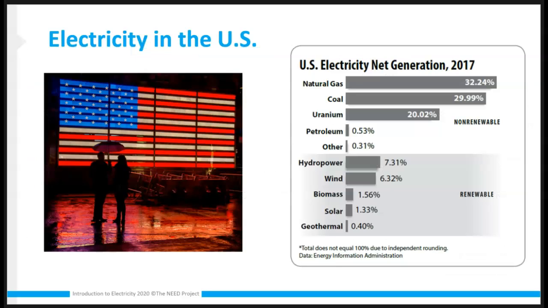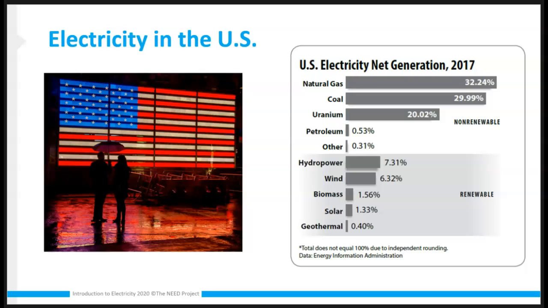We know that in the United States we're very reliant on electricity, but where we get it is very important. Currently, about 32% of our electricity comes from natural gas. Coal comes in real close at 29.99%, and then followed really closely by uranium or nuclear energy. These are not only the biggest sources for generating electricity, but they're also non-renewable. Petroleum is a very small percent.